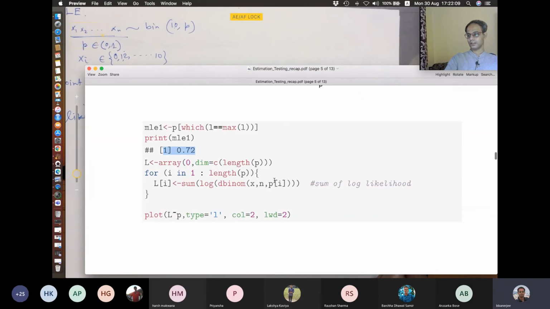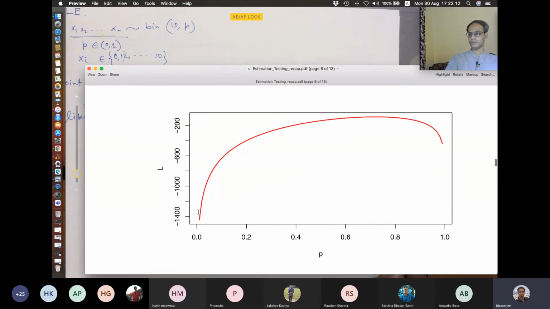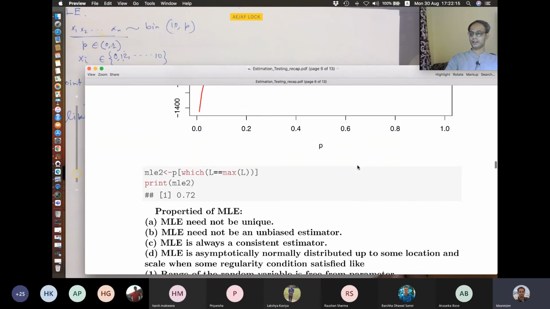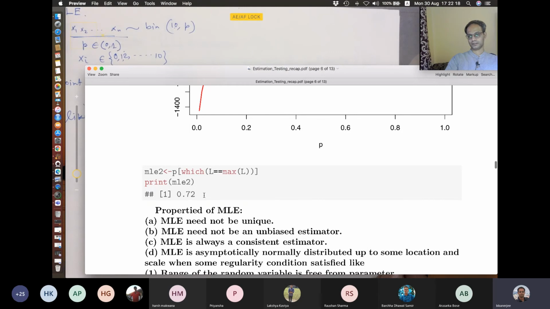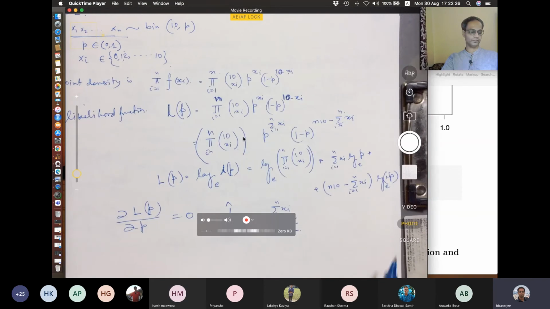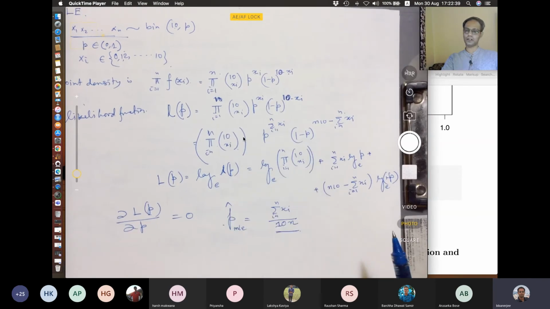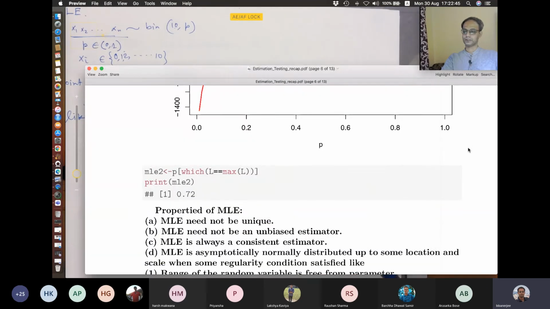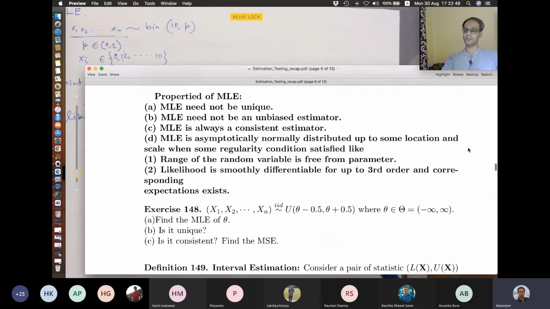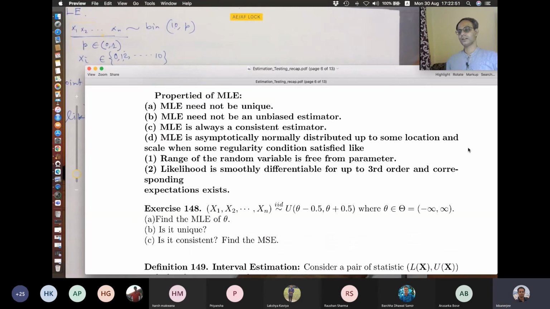And if you take the log likelihood, then the log likelihood again will look like this, and it will also attain the maximum at the same place. As we have already discussed, the log is a one-to-one and increasing function over the positive part of the real axis, so it will give you the same value. But you have just seen the advantage of using log: this part will not have any contribution after taking the log and differentiating. But now you have a few properties of MLE.